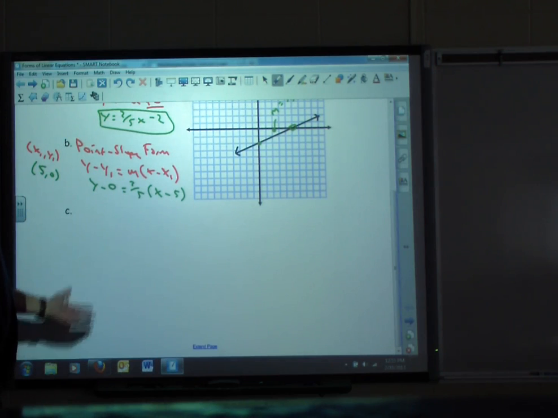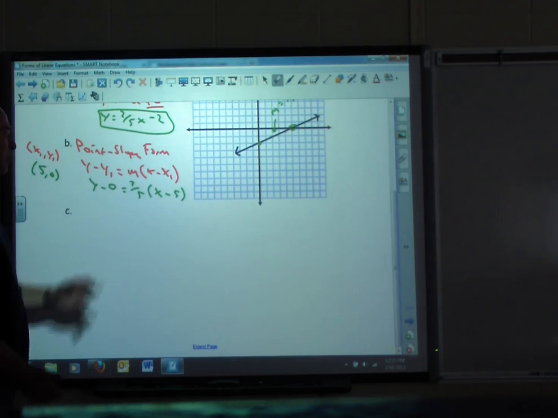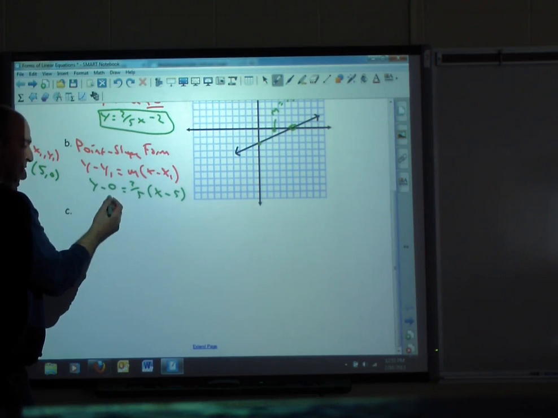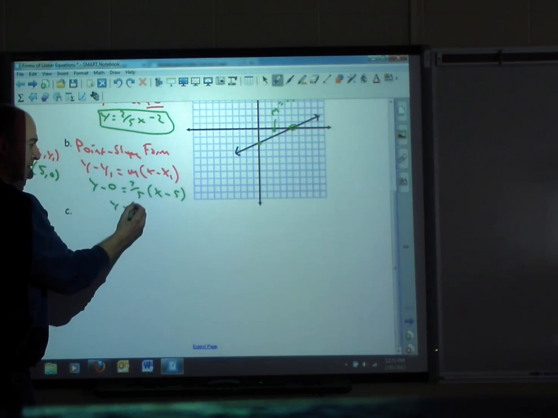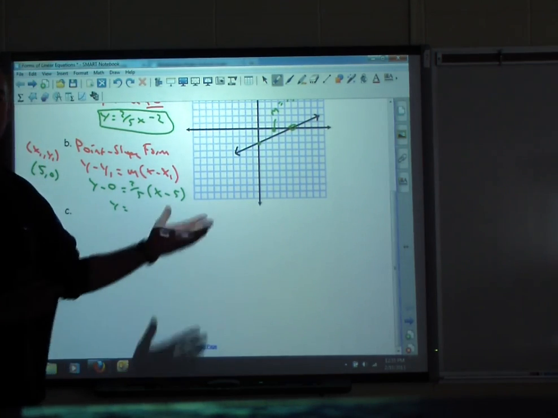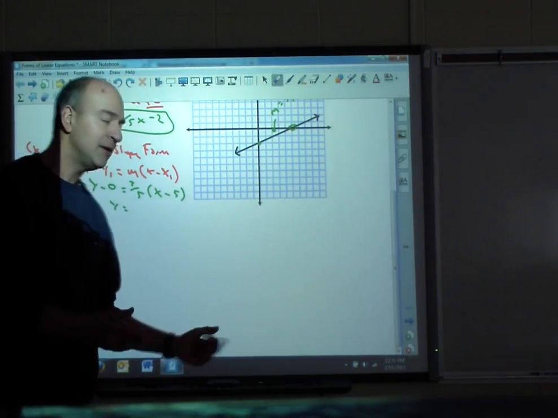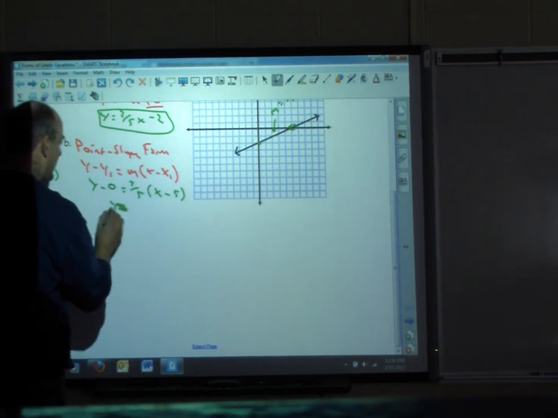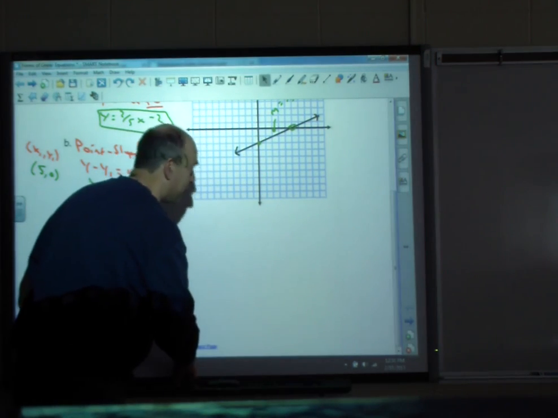Now, can I somehow turn this into this? Well, absolutely. In fact, y minus 0 is y, and you distribute this, you would get the exact same equation in slope-intercept form. So you can go from point-slope form to slope-intercept form anytime you want. Okay? All right, now the third form is completely different.